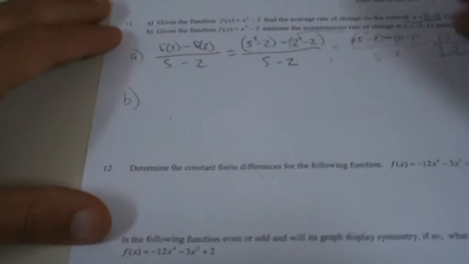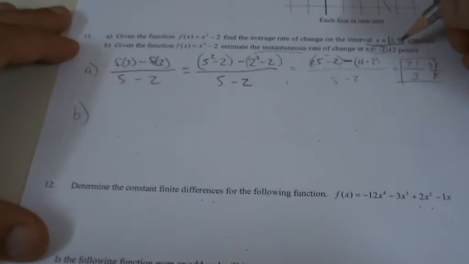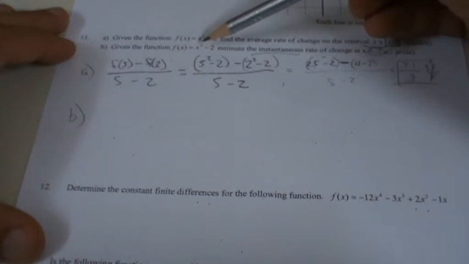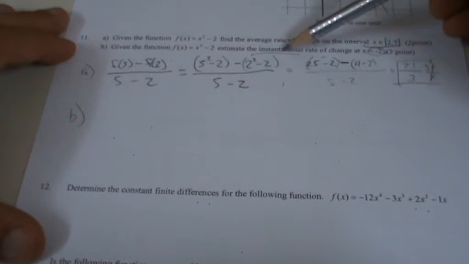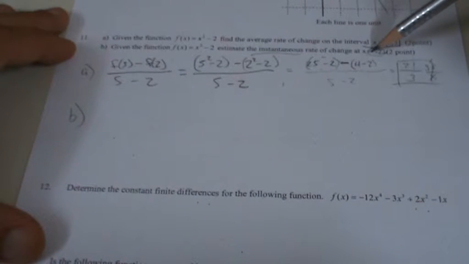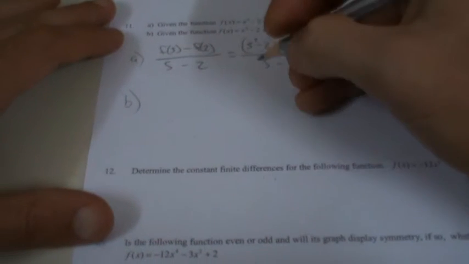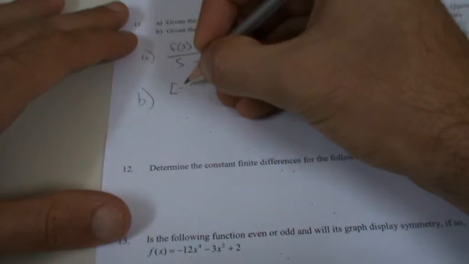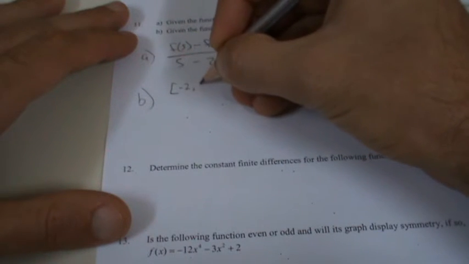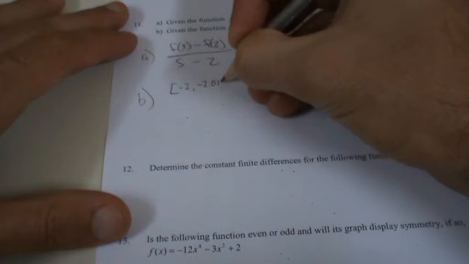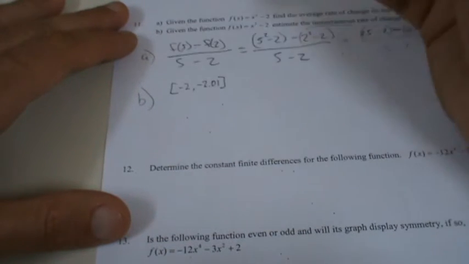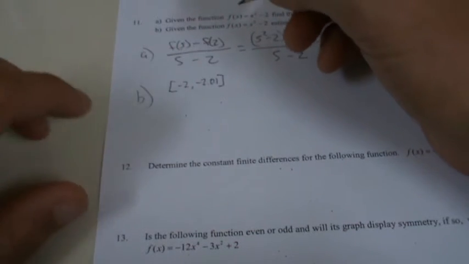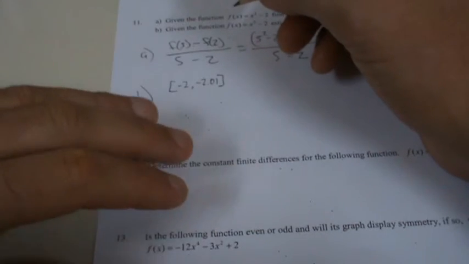I have to do an interval that's very close to what I'm looking for. Given the function x squared minus 2, estimate the instantaneous rate of change at x equals -2. Basically I'm going to choose an interval of -2, comma, -2.01. That's going to give me a reasonable interval. Now again, this is just an estimate.